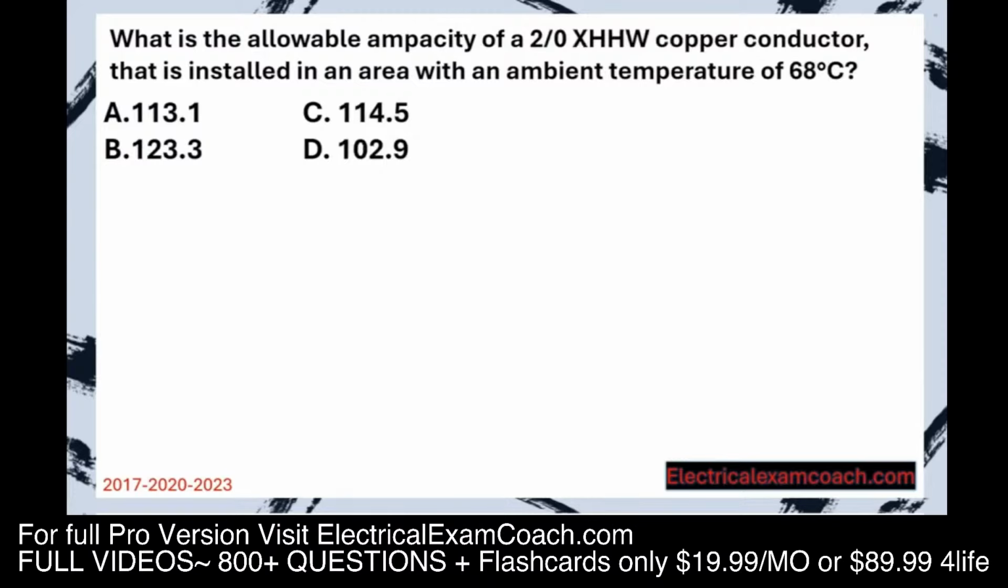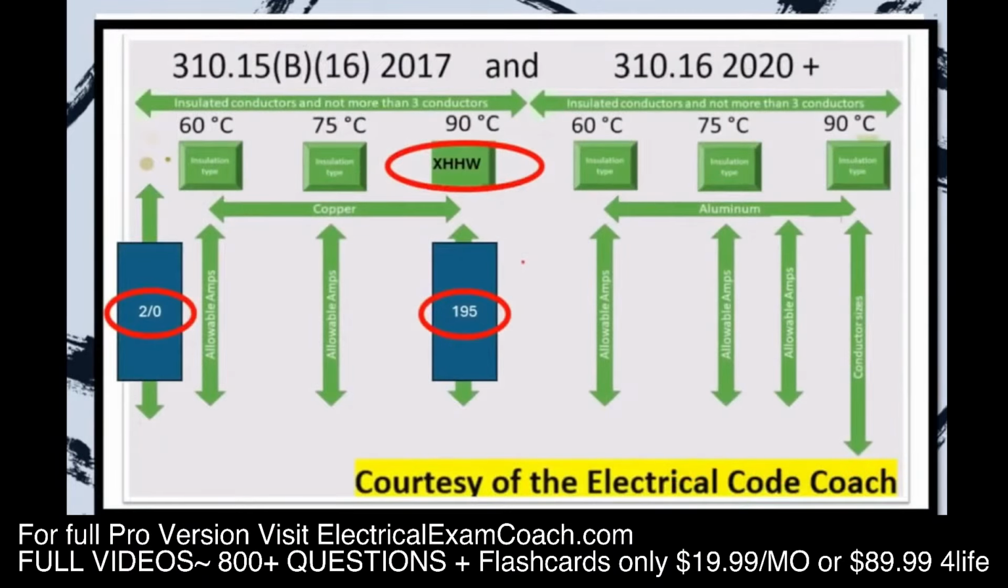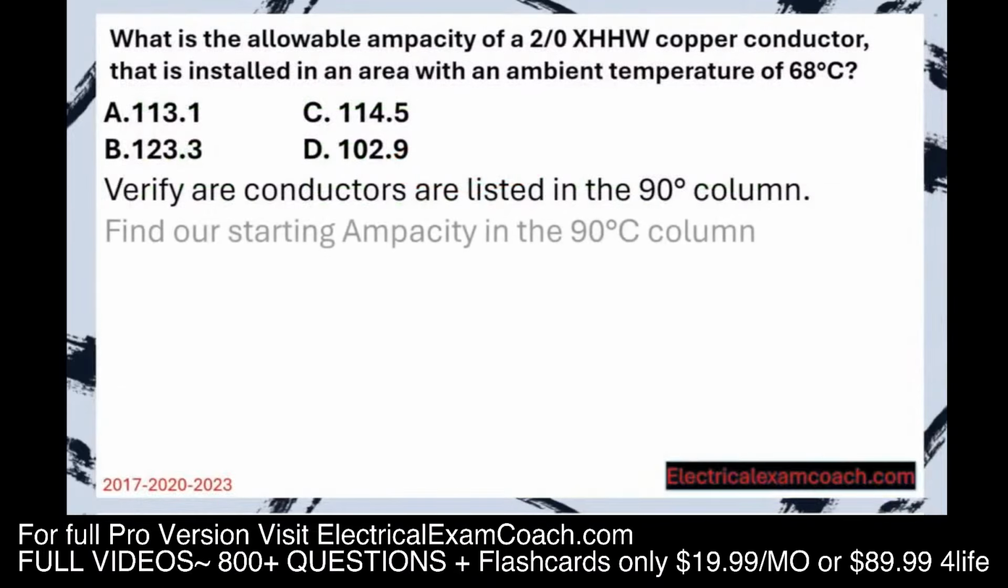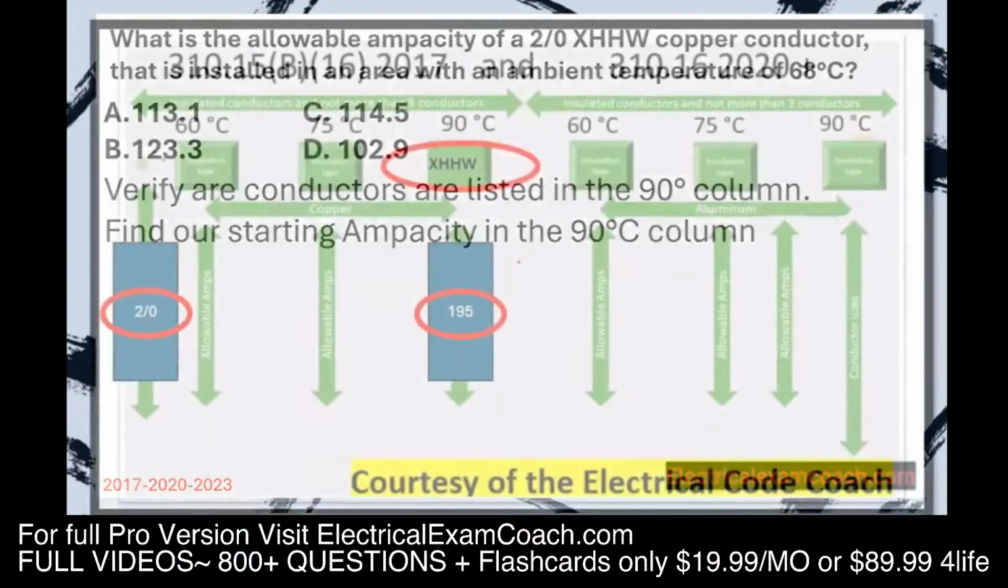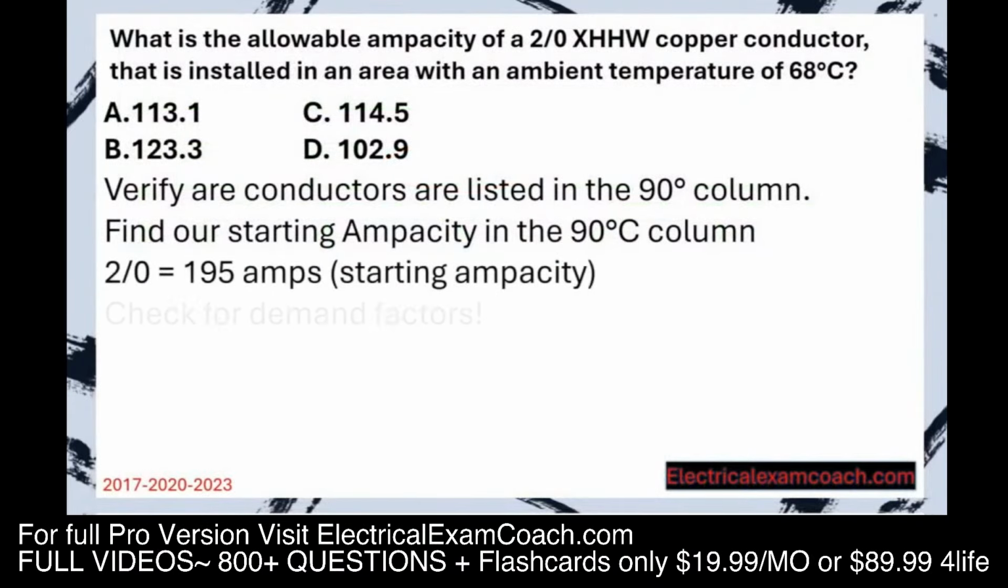What is the allowable ampacity of a 2-aught XHHW copper conductor that's installed in an area with an ambient temperature of 68 degrees Celsius? Step 1, we're going to verify that our conductors are listed in the 90-degree C column. When we head to the table, sure enough, they're there. Now let's find our starting ampacity. We're going to go to the table, start on the left-hand side. We're going to find 2-aught copper, then we're going to cross over and find 195 amps.